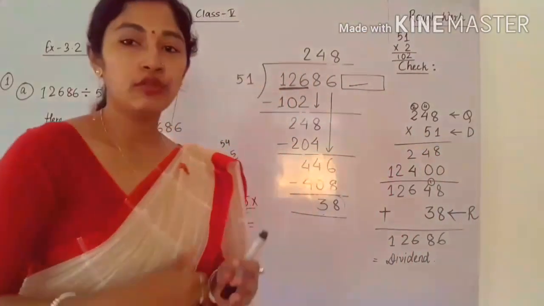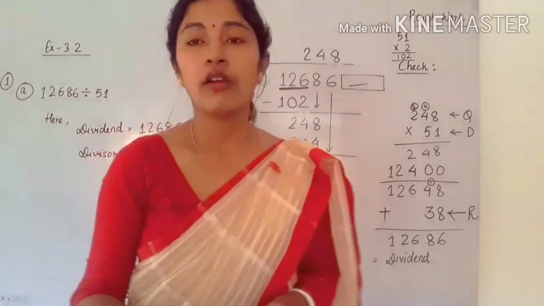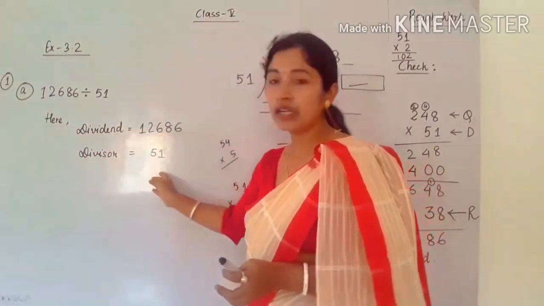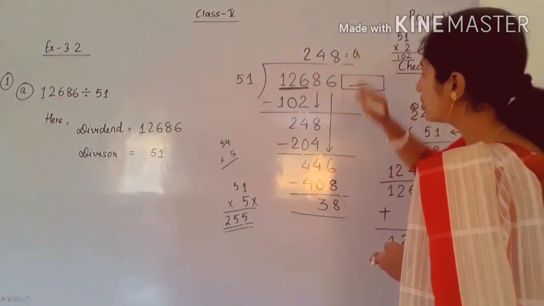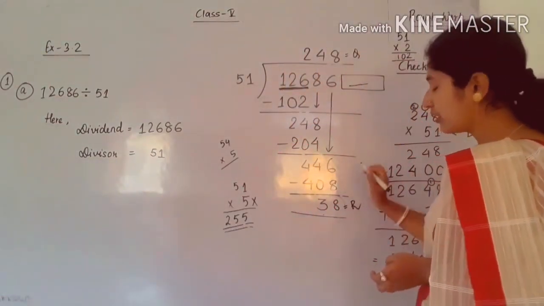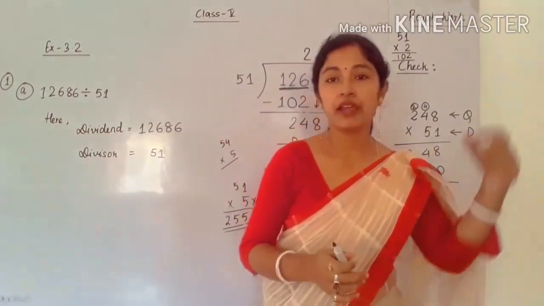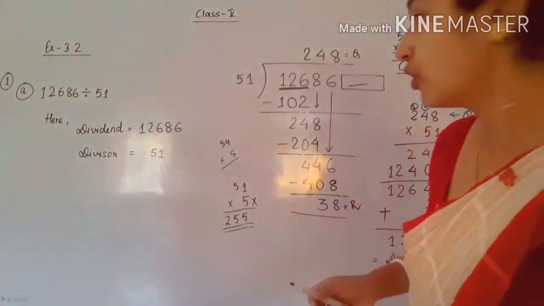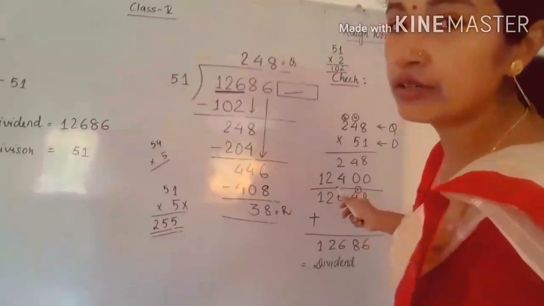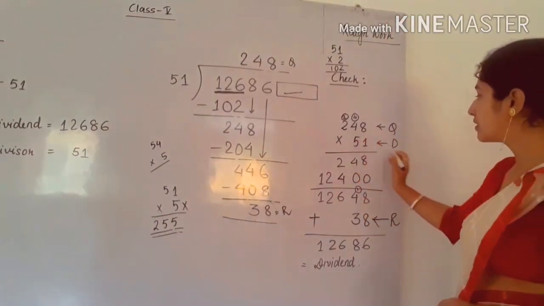Then we will go to the next step, that is checking. In checking, we already have our dividend and divisor, and now we got the quotient. This is our quotient and this is our remainder. So what was the first step? The first step was you have to multiply the quotient with the divisor. Here our quotient is 248 and the divisor is 51.